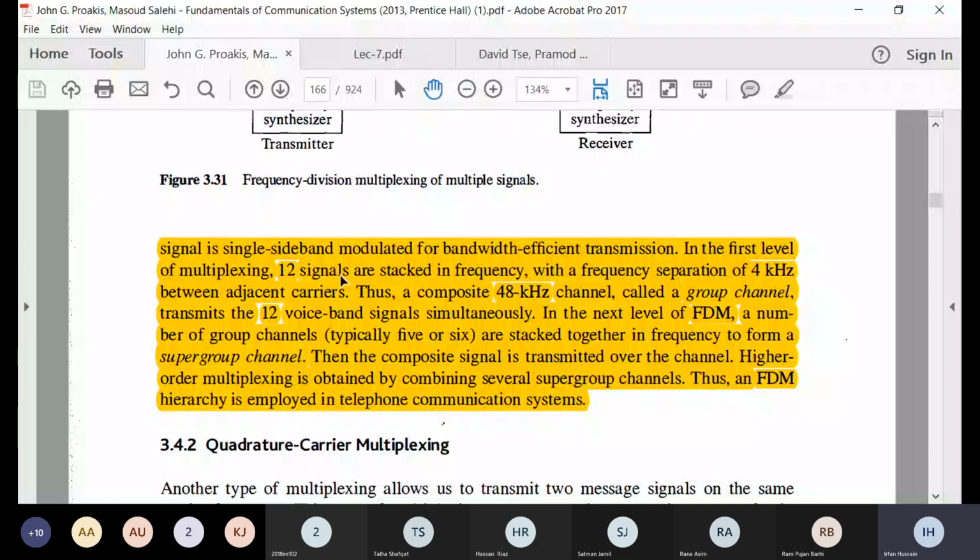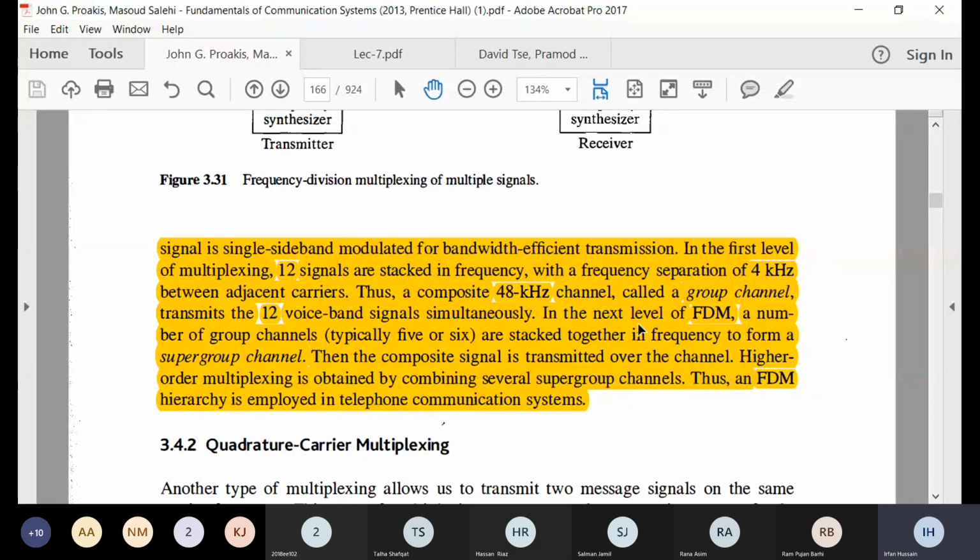So first of all, take 12 signals of, let us say, 12 different telephone users, each having 4 kilohertz. Telephone users or even mobile and radio users, if they are just using voice. So they will have a 4 kilohertz separation. So 12 times 4 kilohertz, each user having 4 kilohertz, you will get a 48 kilohertz group channel, which can simultaneously transmit 12 voice band signals or 12 different user signals.